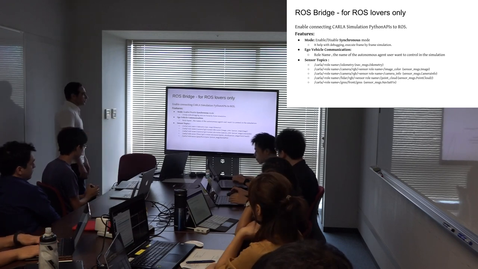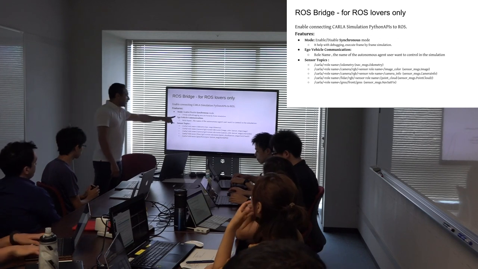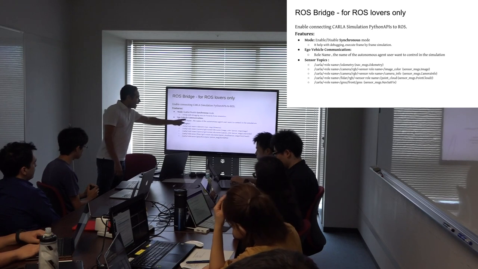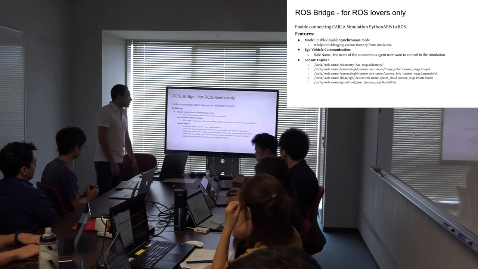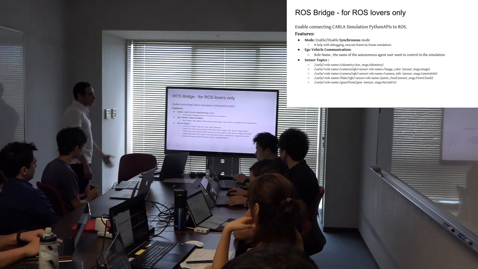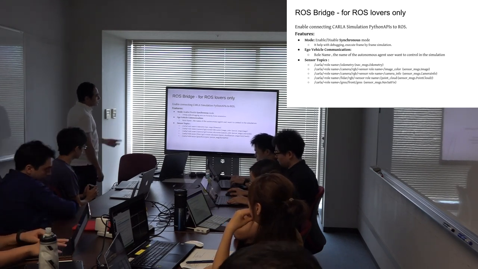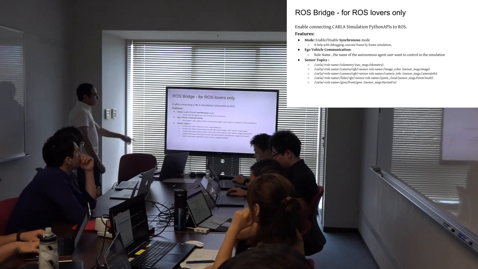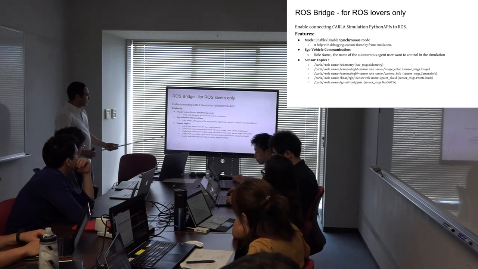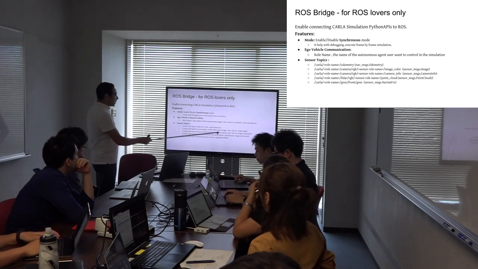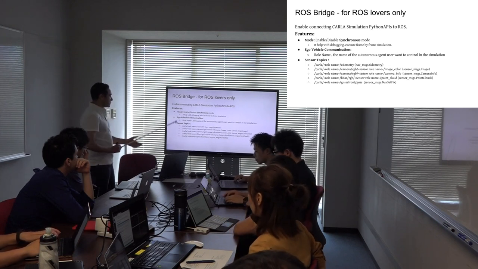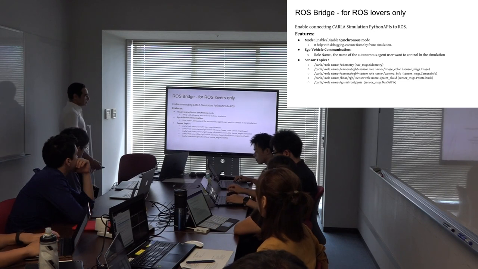Ego vehicle communication: the name of the ego vehicle, the code name is role name. The name of the autonomous agent we use for the main agent of the autonomous vehicle. Sensor topics that we can read: we can read odometry, camera, camera info, LiDAR data, GNSS data, GPS data.